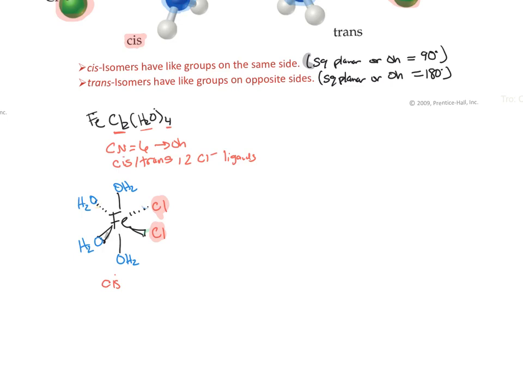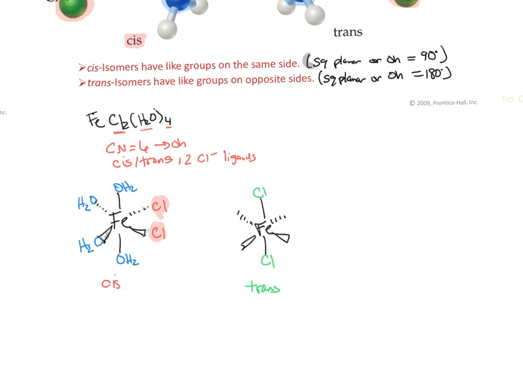I also have a trans configuration where my chloros will be at 180 degrees. Start with my metal center, line, line, wedge, wedge, dash, dash. Again, this is how we represent 3-dimensional drawings on a 2-dimensional plane. And now the trans, 180 degrees. So I drew that as trans.